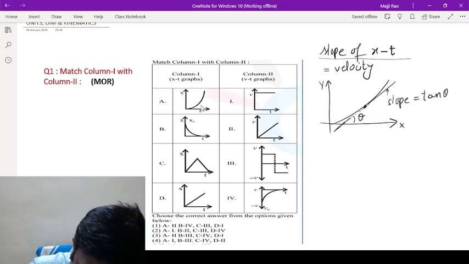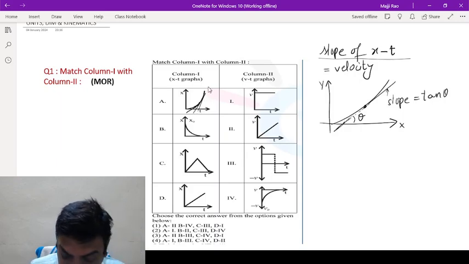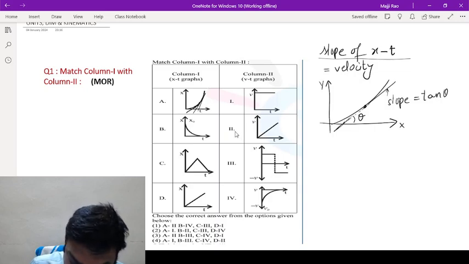So as you can see here for option A, the steepness of the tangent increases. That is velocity will increase and it is continuously increasing as you can see. So second is the only graph in which velocity is increasing. So A should be matched with the second one.